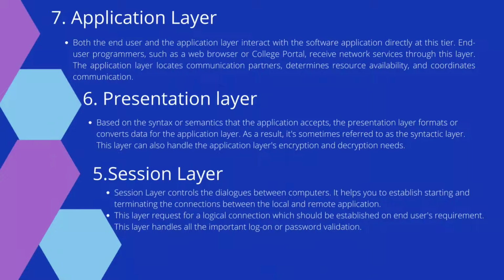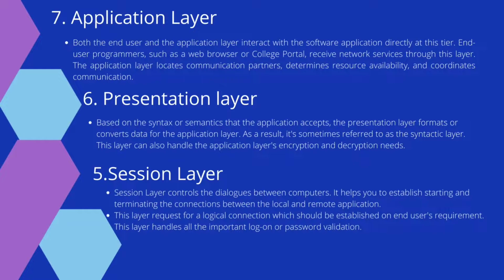Next, the data received from the application layer will be passed to the presentation layer in the form of characters and numbers for conversion to machine-understandable binary format, where this function is called translation before the data is transmitted. The layer can also handle the application layer's encryption and decryption needs.